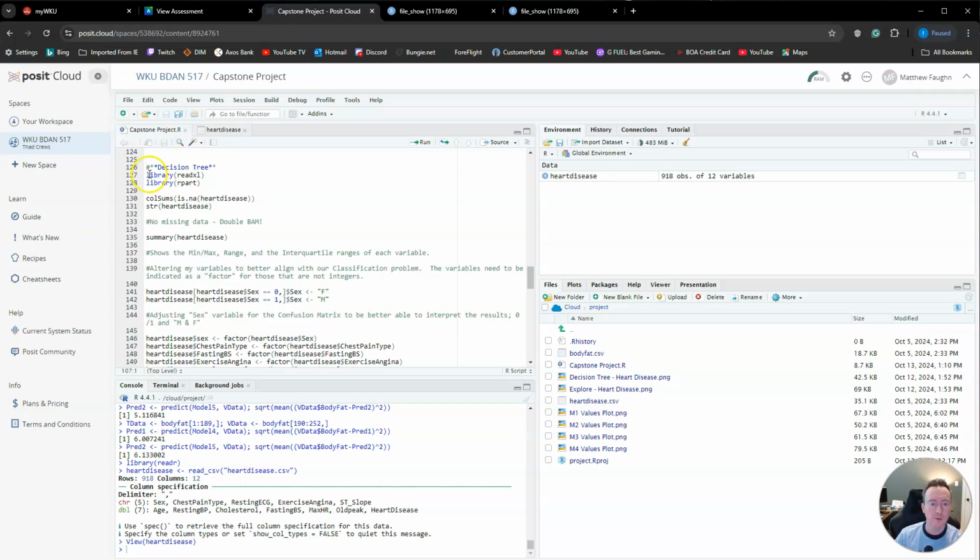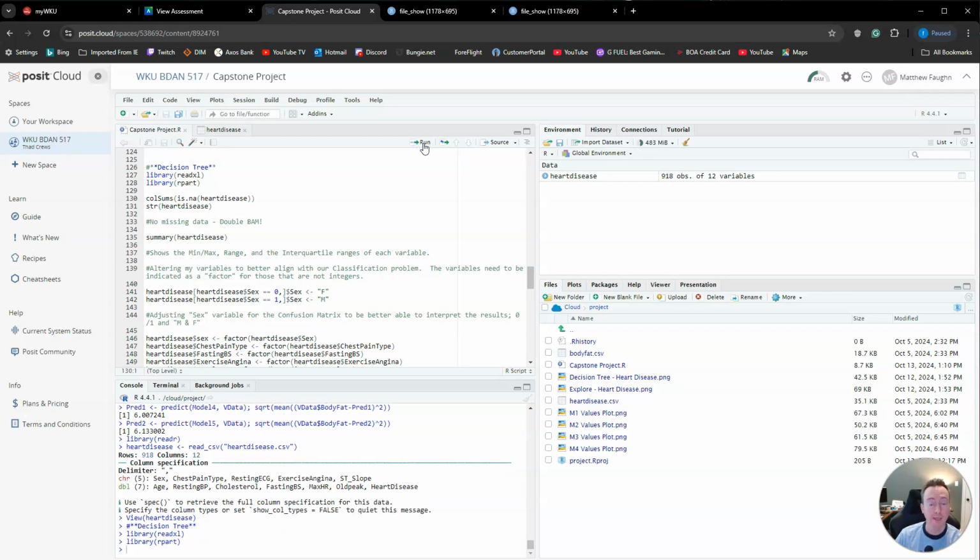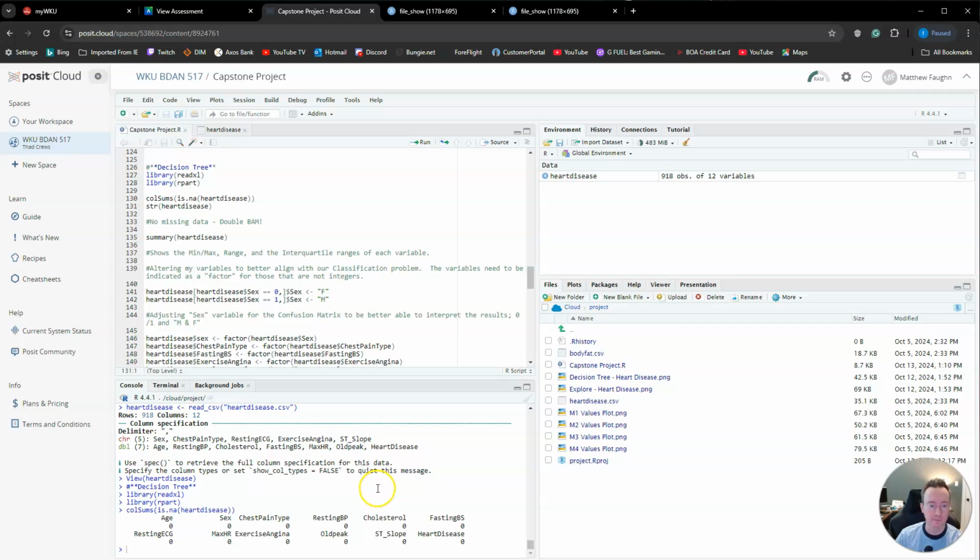And again, we're going to load some libraries. I'm going to be loading readxl and then rpart. And again, I'm looking for, is there any missing data, any NAs that I need to account for, potentially. So again, none, which is fantastic.